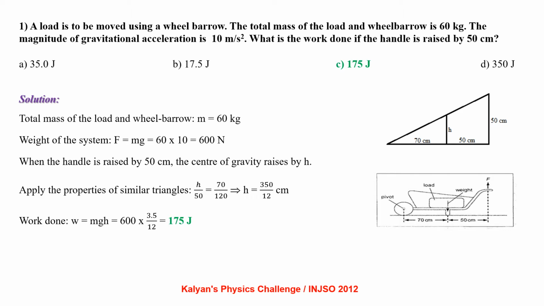Given total mass of the load and the wheelbarrow is 60 kg. Weight of the system, that is mg, is 600 Newton. When the handle is raised by 50 cm, the center of gravity rises by h. Applying the properties of similar triangles, you can see h by 50 equal to 70 by 120, from which we get h equal to 350 by 12 cm. So work done W equal to mgh, that is 175 joule.